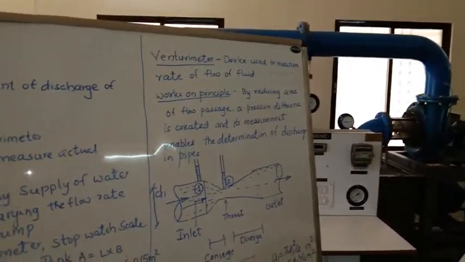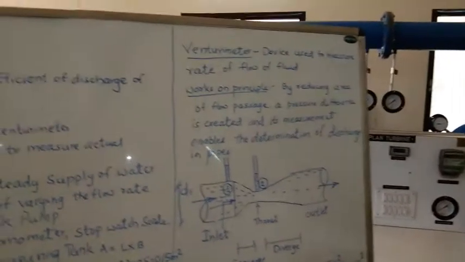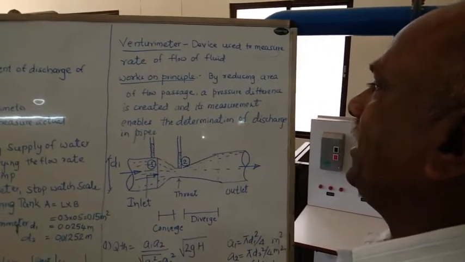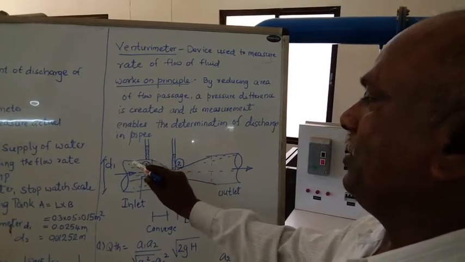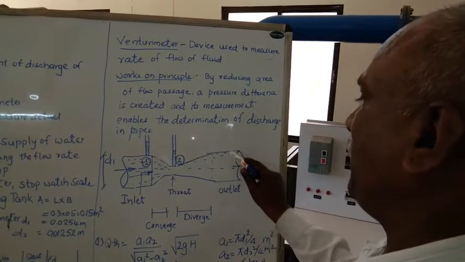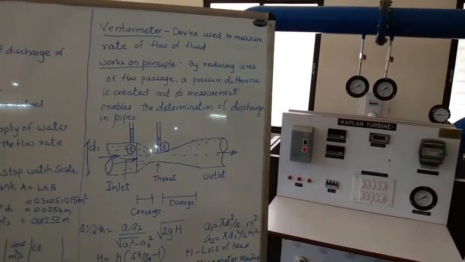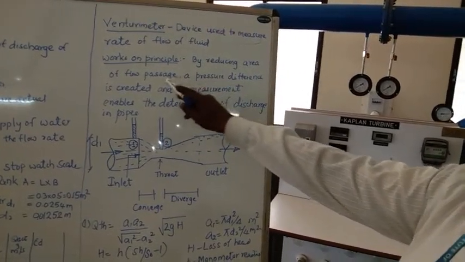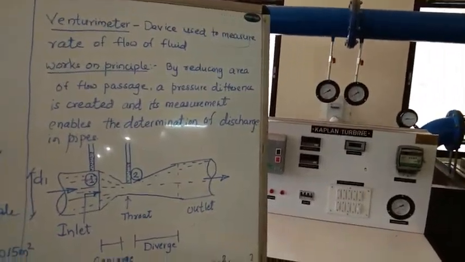It works on the principle, as shown in the figure, of reducing the area of the flow passage. Here, this is the initial diameter of the pipe, and in this portion the pipe diameter is the same. By reducing the area of the flow passage in some portion, a pressure difference is created.